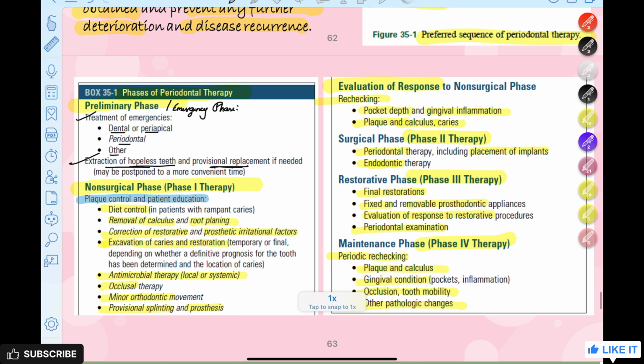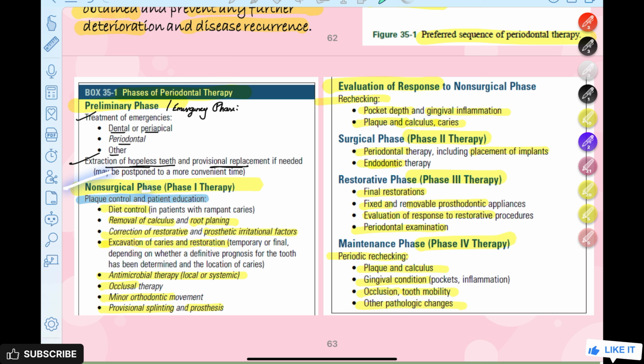You can see in detail when to do what in different phases, like phases of periodontal therapy. In the preliminary phase or emergency phase, treatment of emergency dental or periapical, periodontal, other, extraction of hopeless teeth. We have studied the prognosis and we know what is hopeless teeth, and provisional replacement if needed may be postponed to a more convenient time.